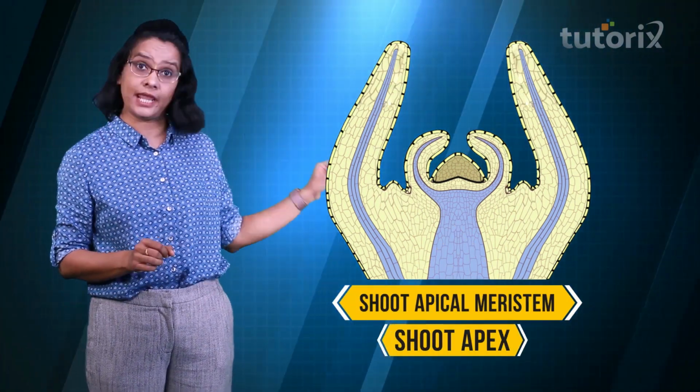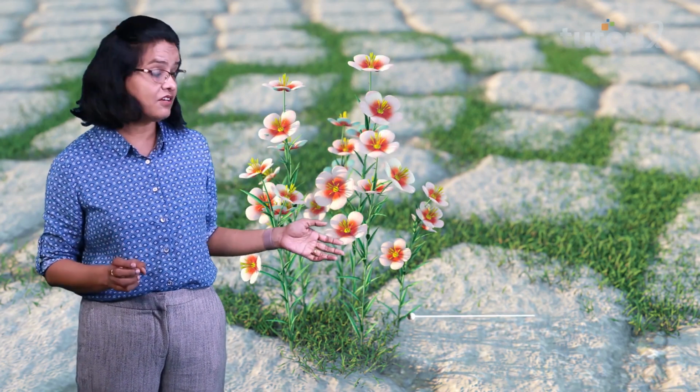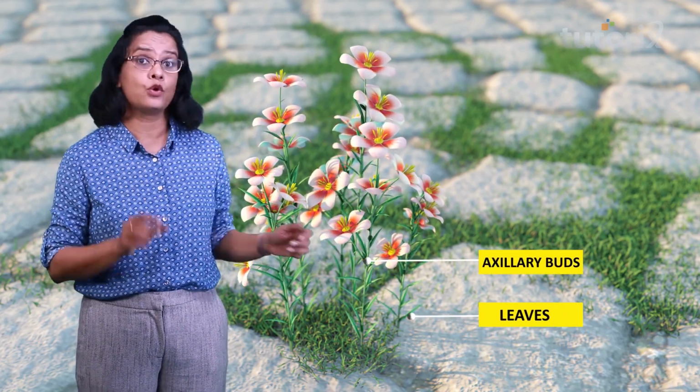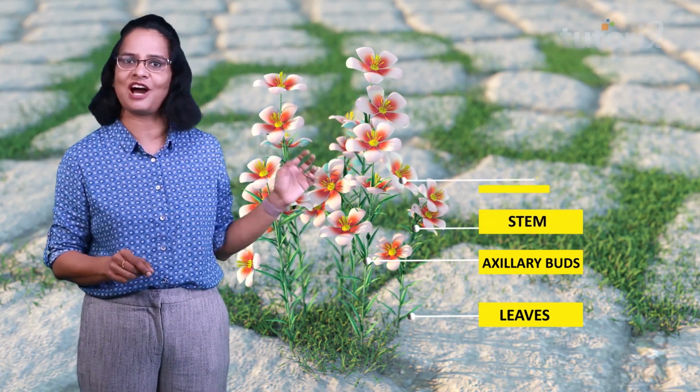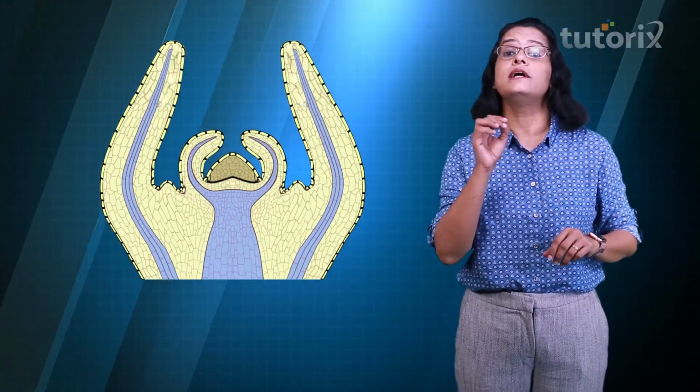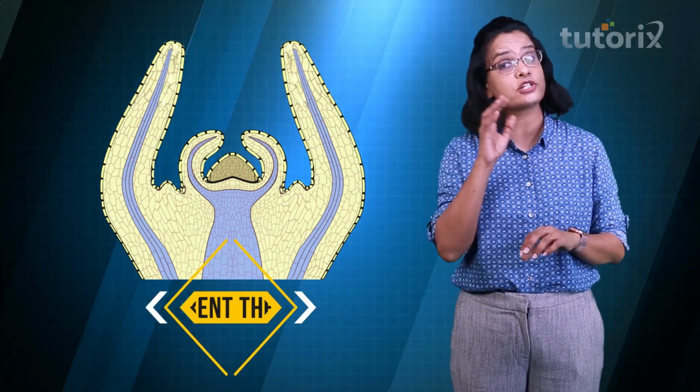as shoot apex. Now friends, this shoot apical meristem produces everything above ground in a plant, like the leaves, the axillary buds, which later form stem, and also sometimes the beautiful flowers. The shoot apical meristem constitutes different regions according to different theories.